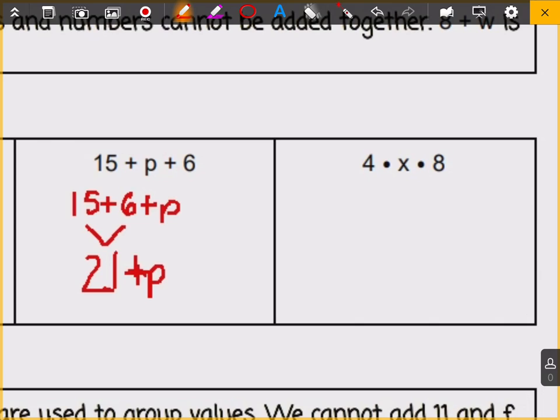With our last example here for commutative property, we have 4 times x times 8. And we're going to rearrange it so our numbers are together. So 4 times 8 times x. I'm going to combine these two numbers together, and 4 times 8 is 32. And I'm just going to put the x right behind it. No sign needed because multiplication doesn't always need a sign.